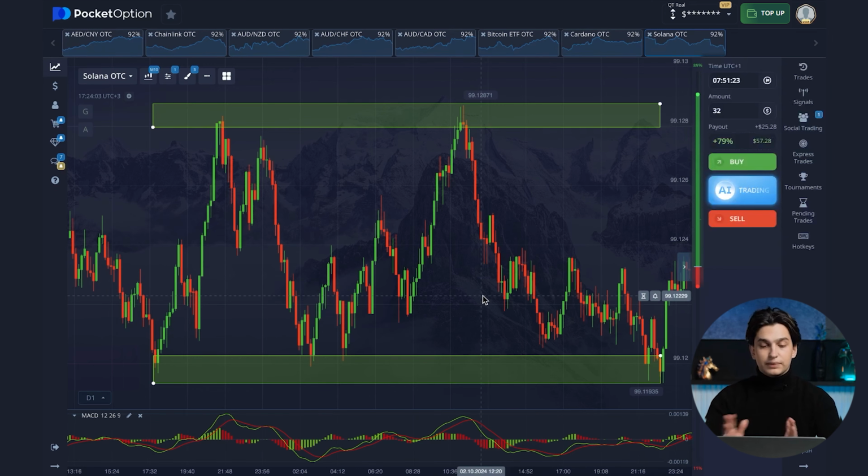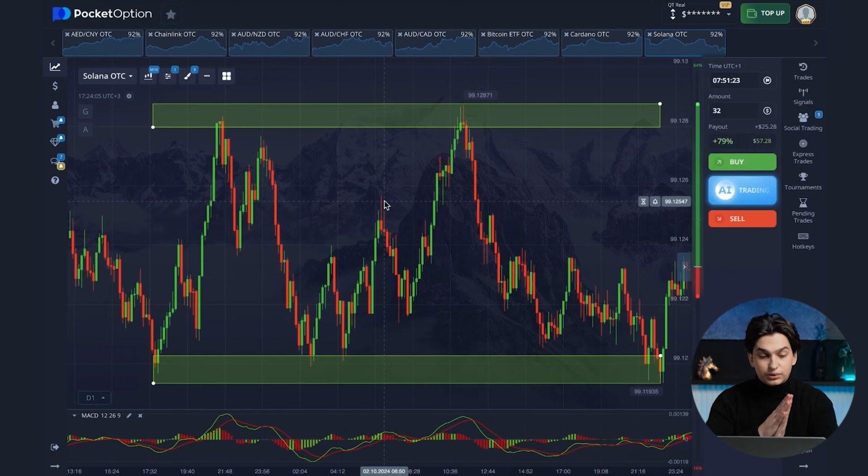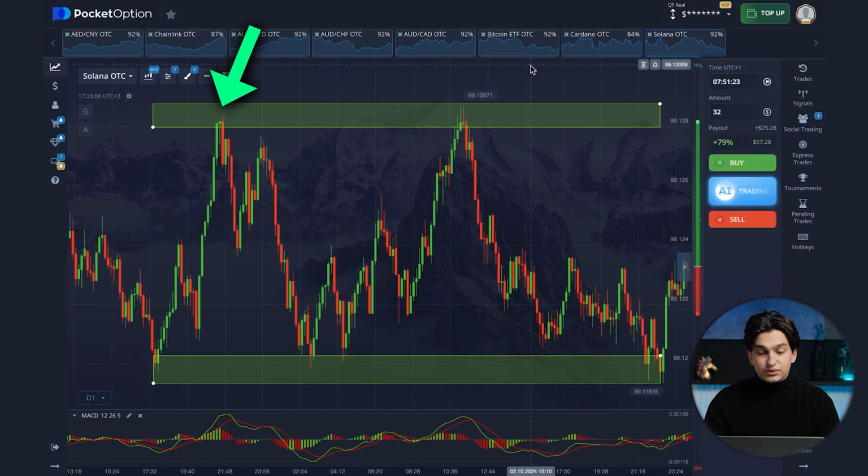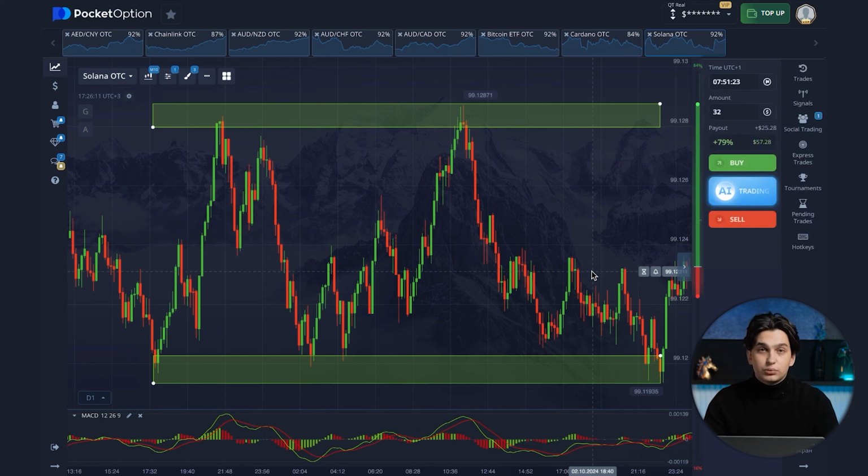What does this mean? This means that a certain pattern has formed. The graph constantly comes into one area or another and cannot overcome it. So there is a reversal in the price movement. That's what support and resistance levels mean. What we have above the candles is the resistance level. What we have below the candles is the support level.